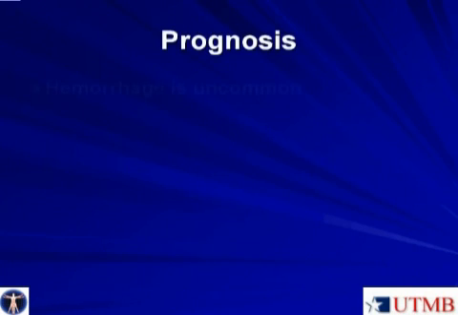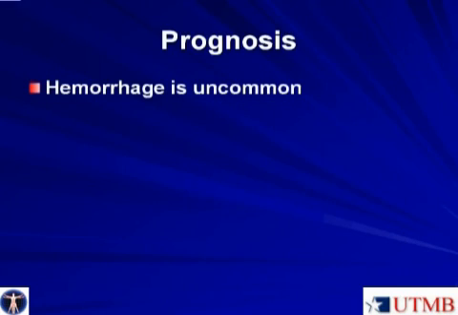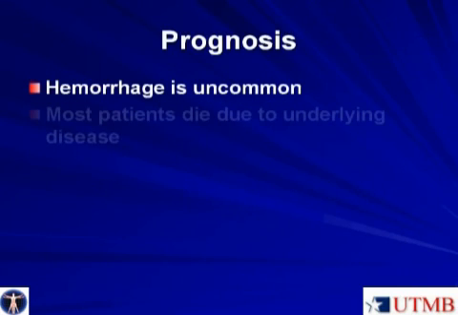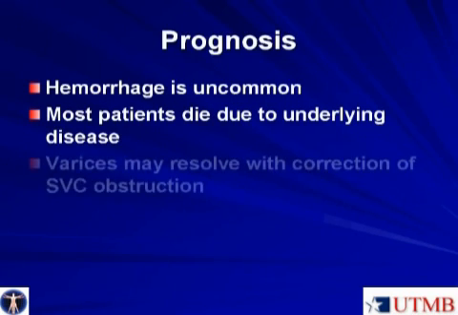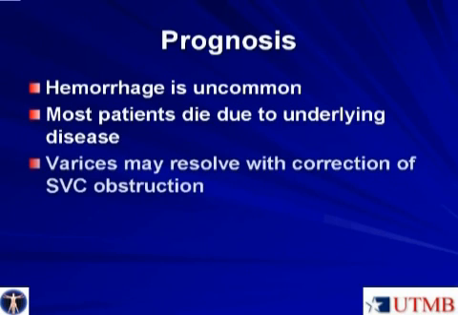Hemorrhage from downhill varices is far less common than hemorrhage from varices due to portal hypertension. As the most common causes of SVC obstruction are malignancies, most patients will die from their underlying disease. In some cases, if the underlying etiology of the SVC syndrome can be corrected, then the downhill varices may disappear.